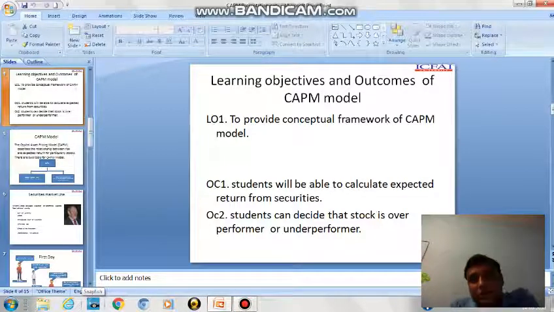The learning objective, in my opinion, is to provide the conceptual framework of the CAPM model, and the outcomes will be that the student will be able to calculate the expected return from a security, and second, the student can decide whether a stock is an overperformer or underperformer. Means after discussing this topic, you will be able to calculate expected return from a security, and also decide if a particular stock is an overperformer or underperformer. So let's start the discussion.